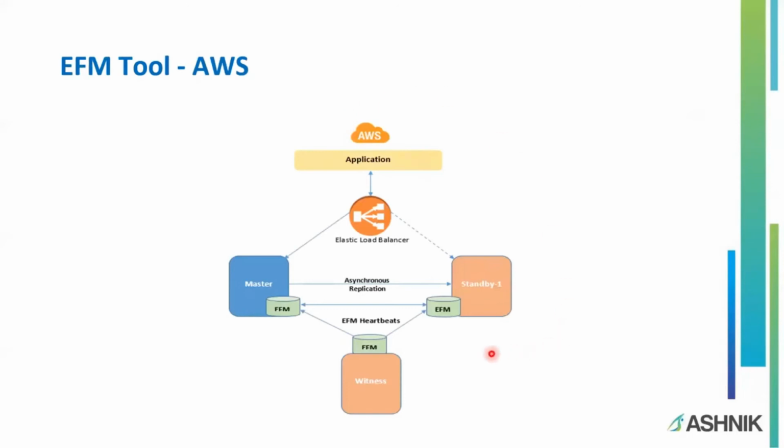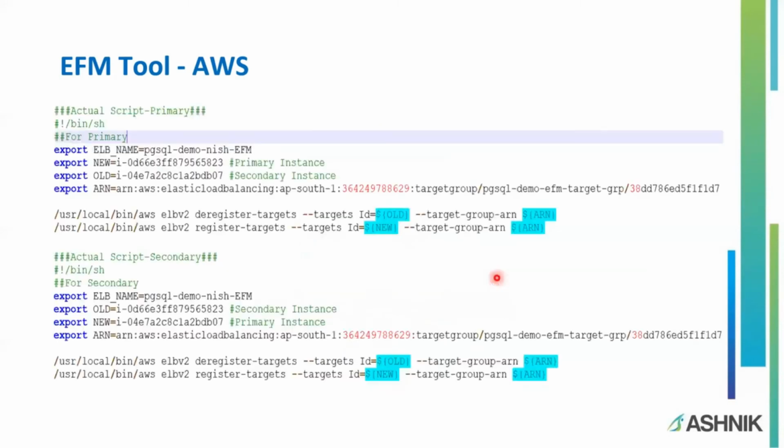This is the setup of EFM on AWS, where a virtual IP is not possible to get and assign to the primary or master node. So I have used the AWS Elastic Load Balancer, which will balance the load between the master and standby during the automatic failover performed by EFM. For the load balancing operation, I have written and attached the fencing script with EFM. So this is my fencing script for primary and secondary. These scripts will register the active master node in ELB and deregister the failed node in the event of the auto failover.